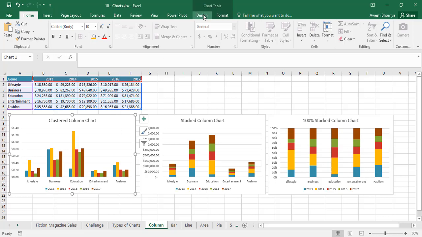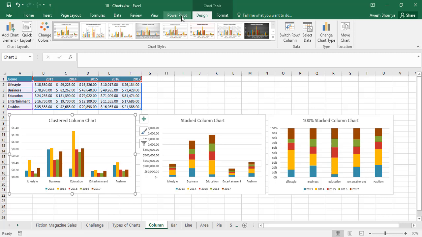Under the chart tools, I click the design tab, and under the design tab, in the data command group, I have switch row and column. The moment I click it, it will swap the row and the column, which will now take the legends as the genres, and the x-axis values will now be replaced by the years. I can swap it back if I do not like the look of it. So I'm back to the way I have wanted it.